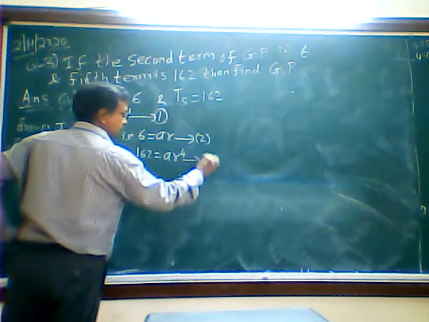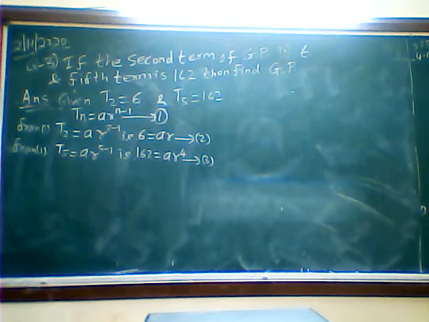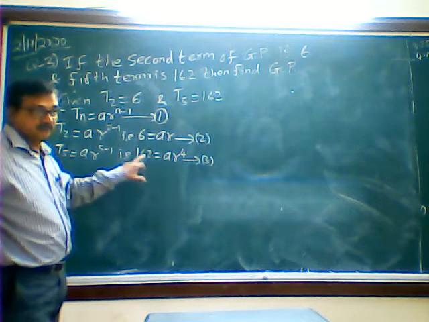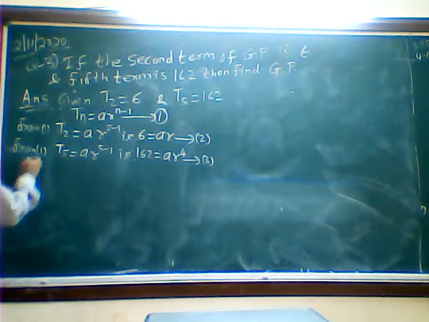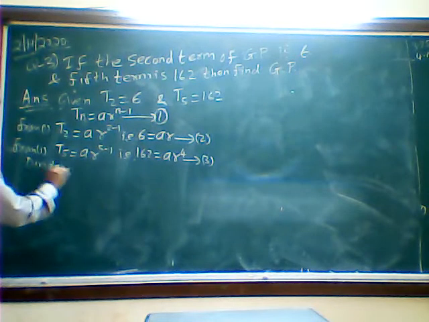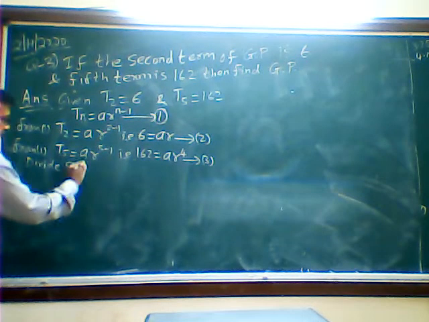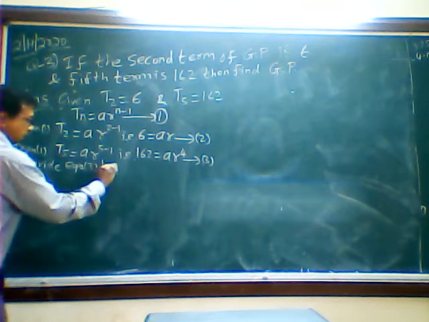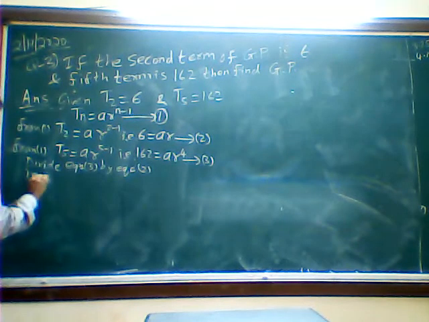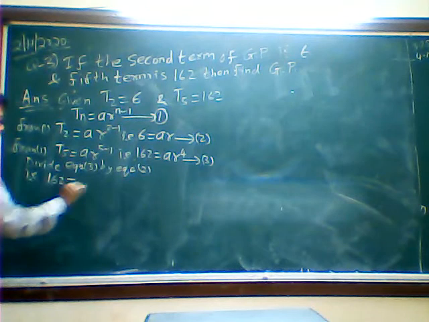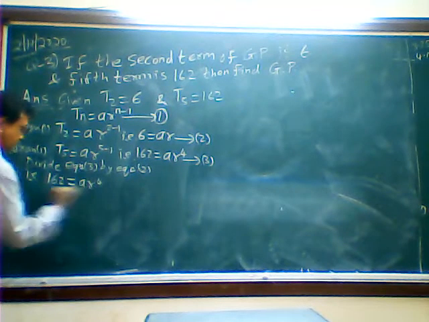This is equation number 3. In arithmetic progression, we used to subtract. Here we are going to divide. Equation 3 is big, 162 is big, so we divide equation 3 by equation 2. That is 162 equals A r raised to 4, divided by 6 equals A r.